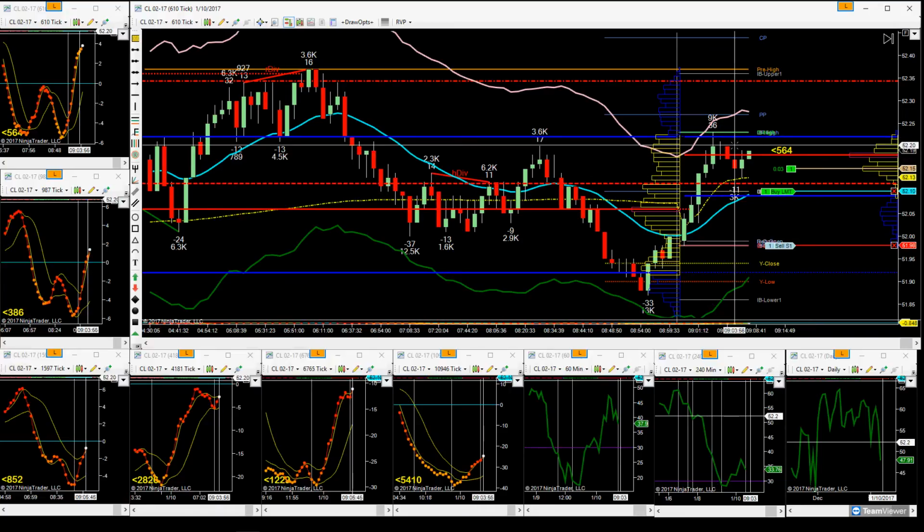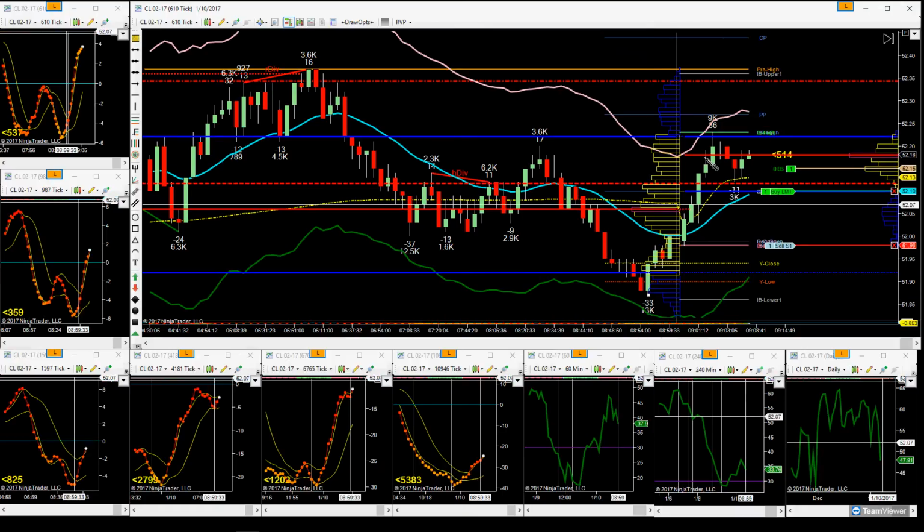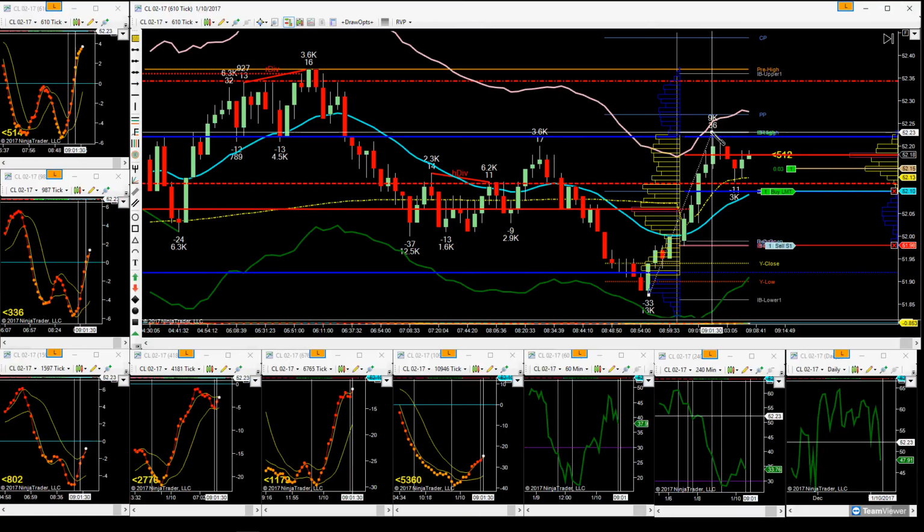So let's look at some potential profit targets. We have a couple of ways that we can do that. We can go for Fibonacci extension.